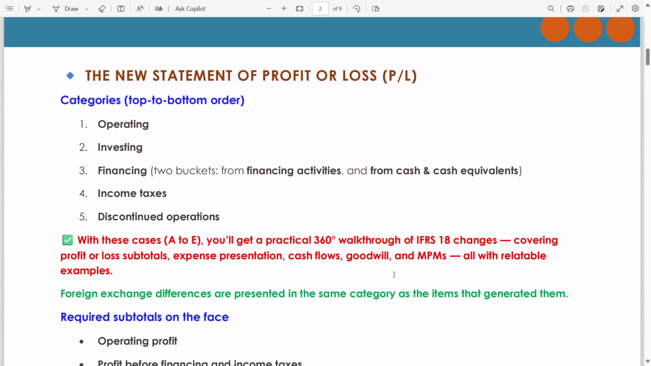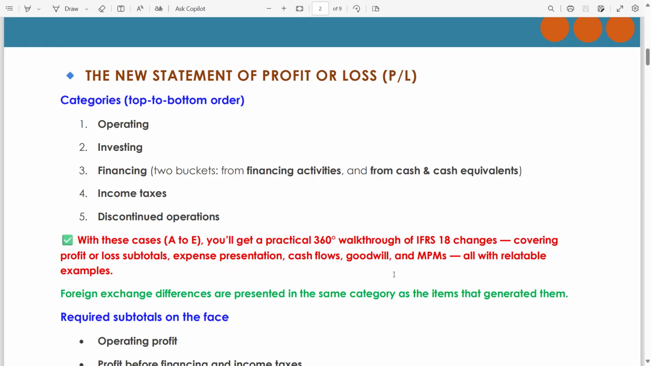Now, the new statement of profit or loss, which we have covered individually. Let's go through this one as well. Categories in top to bottom order: operating, investing, financing, with two buckets from financing activities and from cash and cash equivalents. Income taxes, discontinued operations. With these cases A to E, which we will cover in the later slides, you will get a practical 360 walkthrough of IFRS 18 changes, covering profit or loss subtotals, expense presentation, cash flows, goodwill, and MPMs, all with relatable examples.